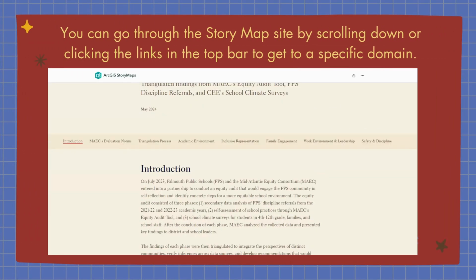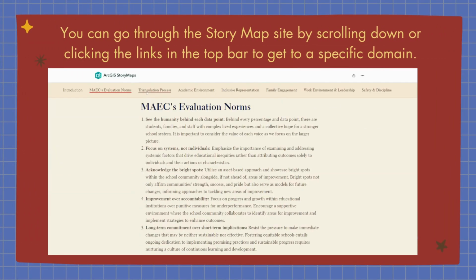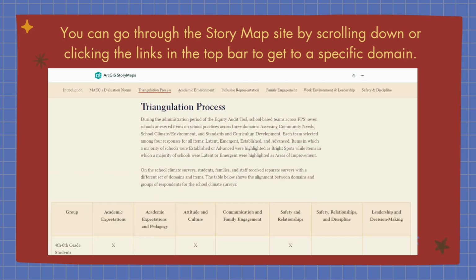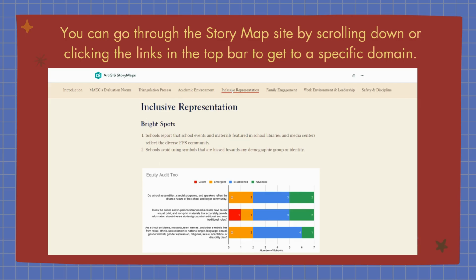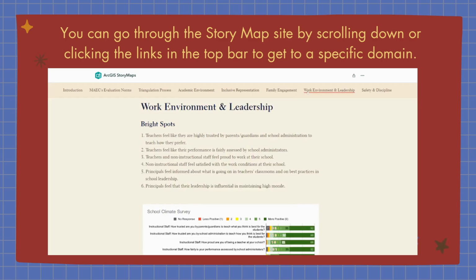You can go through the Story Map site by scrolling up and down or by clicking the links in the navigation bar at the top of the page. The navigation bar includes the 5 domains or themes of the Equity Needs Assessment: academic environment, inclusive representation, family engagement, work environment and leadership, and safety and discipline.